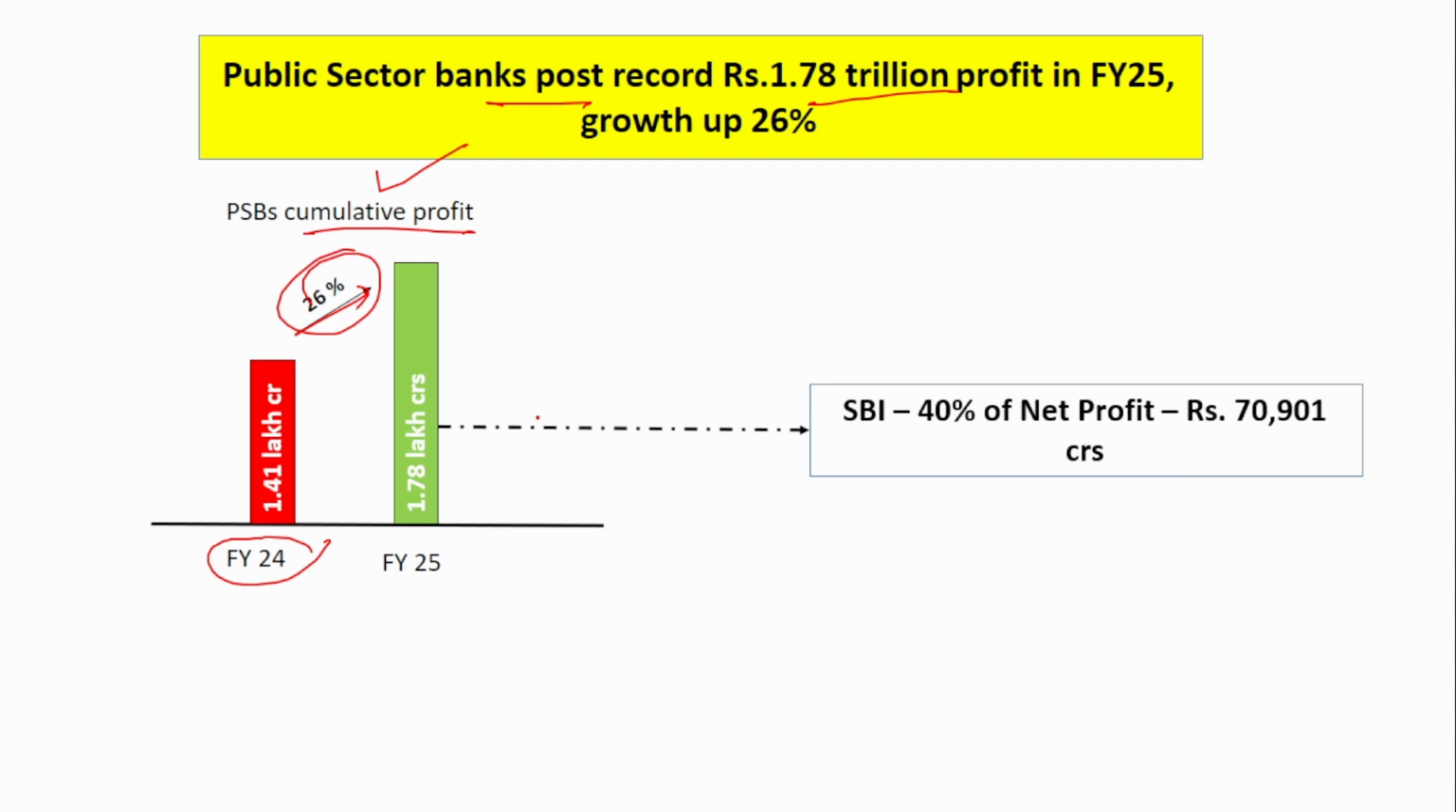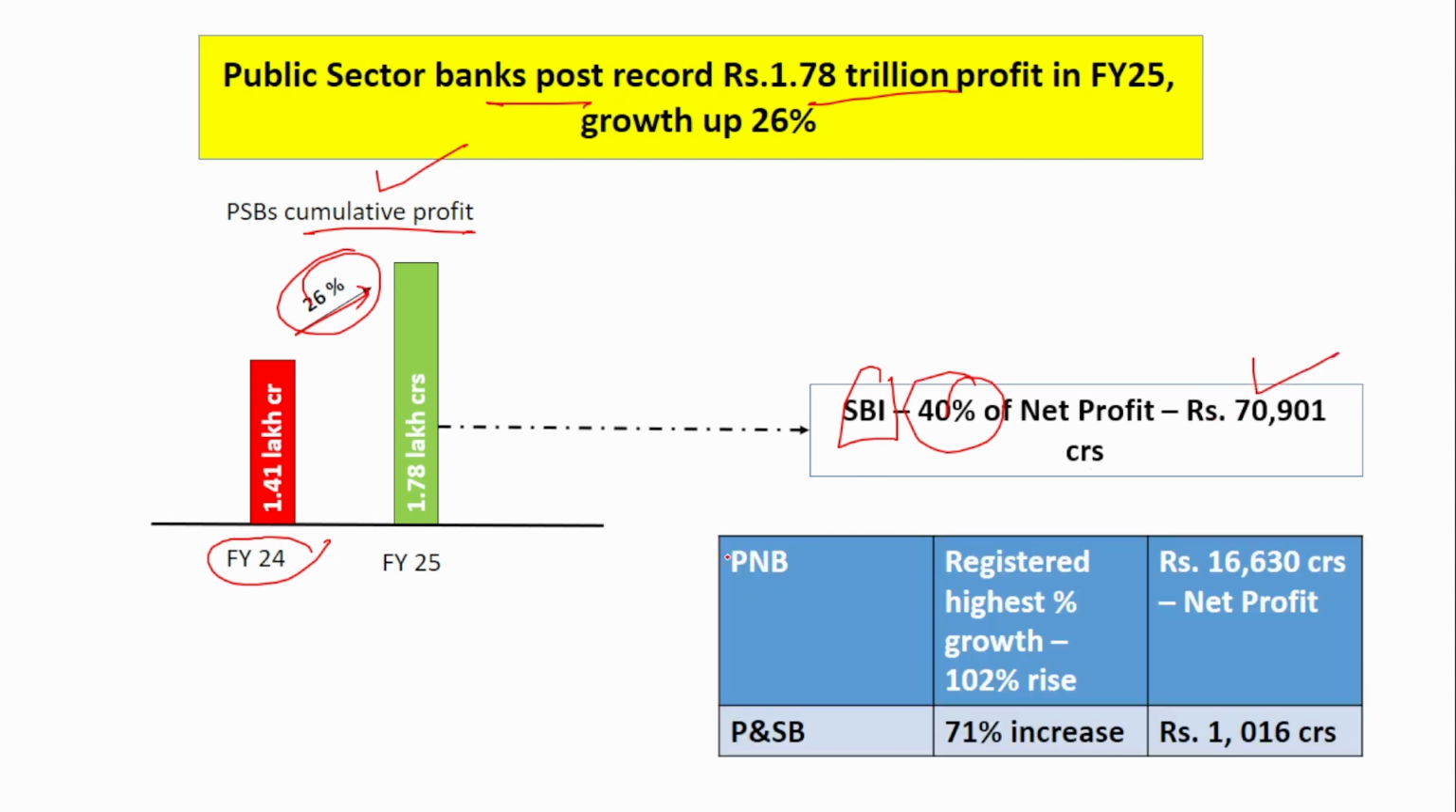Next, out of this 1.78 lakh crore, over 40% was contributed by the State Bank of India. The net profit of SBI was around 70,900 crores. Apart from that, Punjab National Bank recorded a growth of 102% compared to the previous year. The profit reported by Punjab National Bank was 16,630 crore, and Punjab and Sind Bank reported a profit of 1,016 crores.